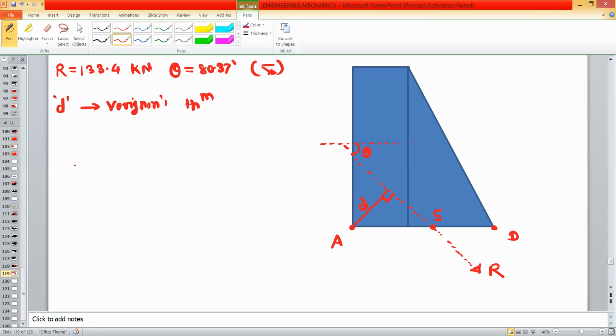So what is Varignon's theorem? The summation of moment by all the forces in the system about any point, let us take this point A, is equal to the moment by the resultant about the same point A. So this is the Varignon's theorem. To find out this summation of moment, we have to refer the system of forces, that is the original system consisting different forces, and to find out the right hand side, that is the moment by resultant, we have to refer this diagram. This is called as resultant force diagram. Okay, so just try to find out the left hand side first. So we have to refer the original diagram.